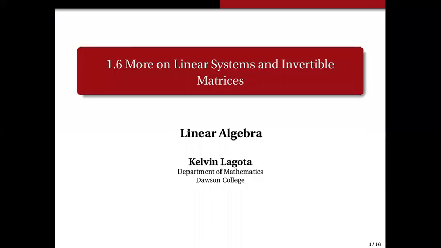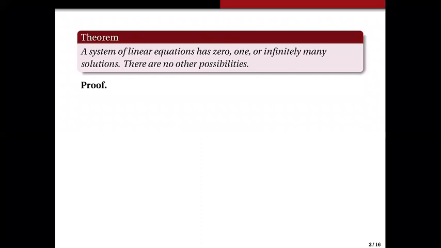So in today's lecture, we will do section 1.6, more on linear systems and invertible matrices. Let's start with the following theorem. A system of linear equations has 0, 1, or infinitely many solutions. And there are no other possibilities.